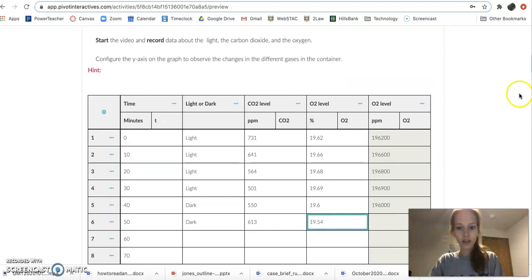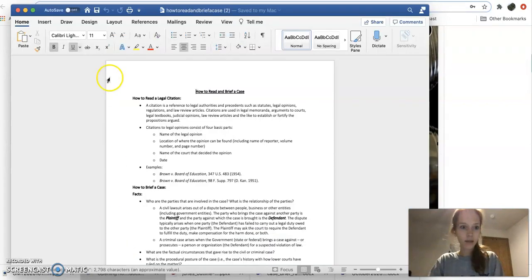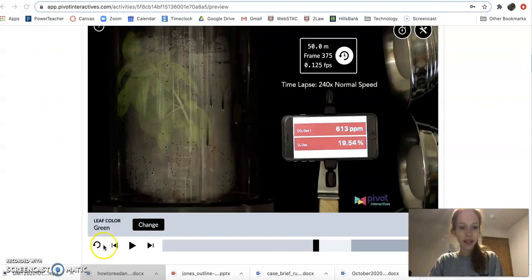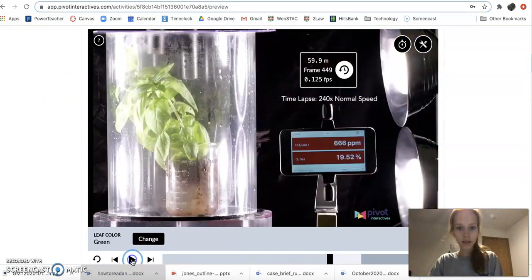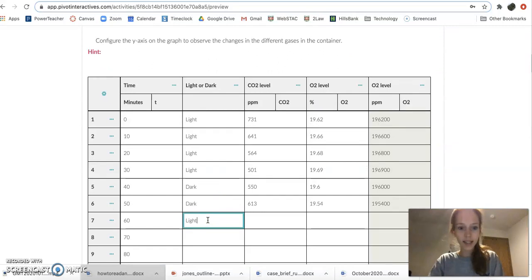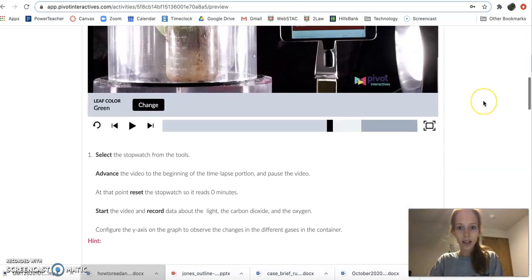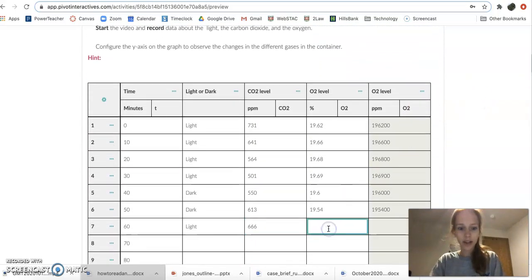Things are changing. Let's get, whoops, didn't mean to do that. Ten minutes more till 60 minutes. Oh, the lights turned on. It's 666 ppm, so light, and 19.52% oxygen.